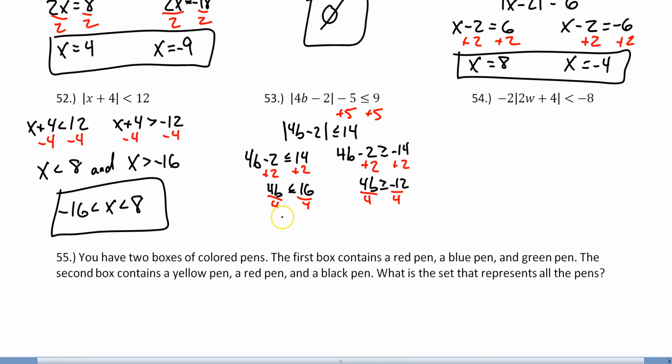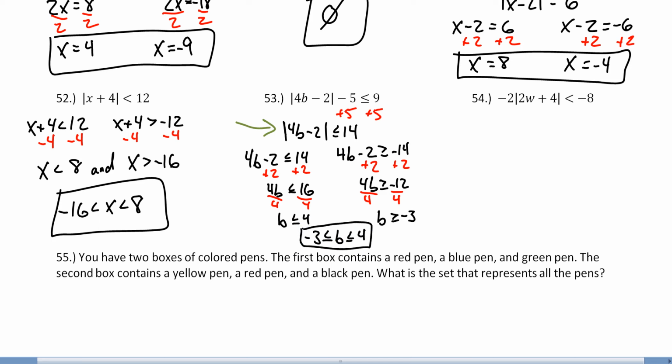And so the two values I come up with are b is less than or equal to 4, but then I also have b is greater than or equal to negative 3. Because the absolute value, again, I go to this step right here when the absolute value was by itself. The absolute value is less than, so it's an and inequality. So I'm going to rewrite it as negative 3 less than or equal to b less than or equal to 4. Okay, I'm going to write it all as one string.